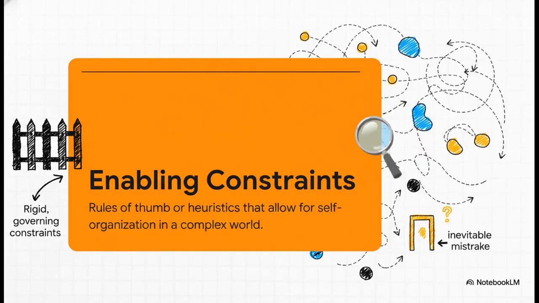To manage those safe-to-fail experiments effectively, leaders have to understand the concept of enabling constraints. In ordered systems, we use rigid governing constraints. Think of it like a solid fence around a yard. But in complexity, we use enabling constraints. These are rules of thumb or heuristics. They guide behavior without dictating the exact outcome. They allow your team to self-organize, adapt, and, crucially, make the inevitable mistakes required to learn what actually works in a complex world.